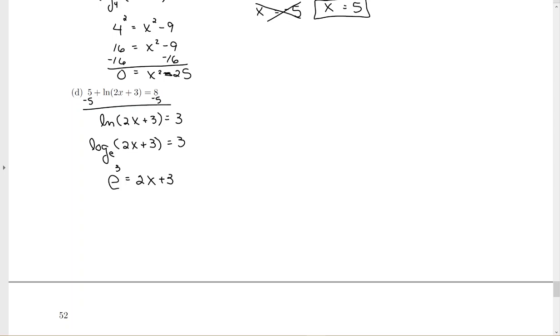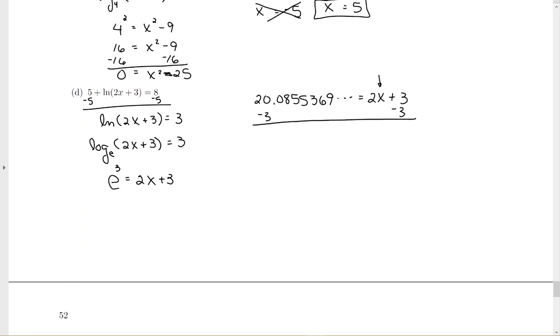All right, now this is where I'm going to need my calculator. Take e to the third power, and it's going to come out about 20 point, and then there's a bunch of digits. 0, 8, 5, 5, 3, 6, 9, whole bunch of other digits, equals 2x plus 3. I still need to solve for x, so I'm going to take away 3 from both sides.